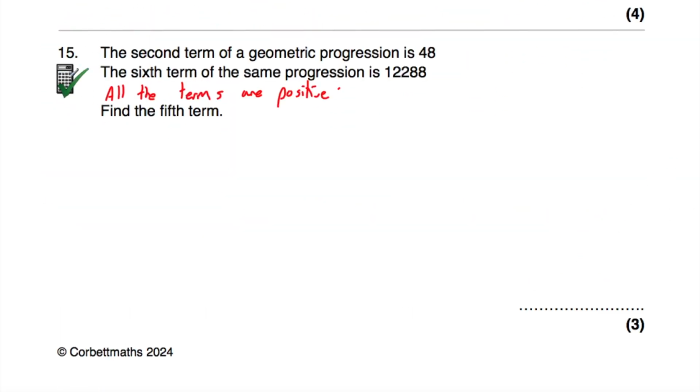Okay, let's have a look at our next question, question number 15. It says the second term of a geometric progression is 48, the sixth term is 12,288, and we're told all the terms in the progression are positive. Find the fifth term.